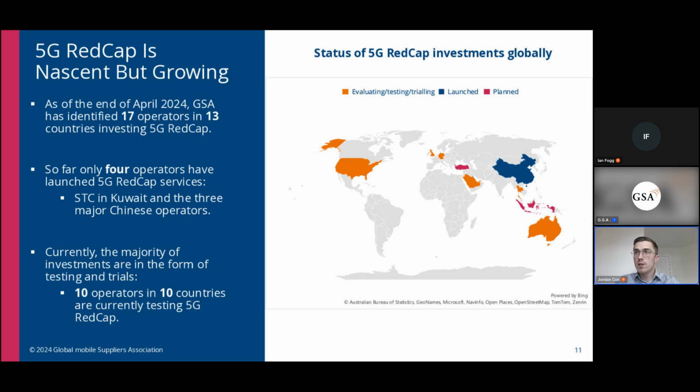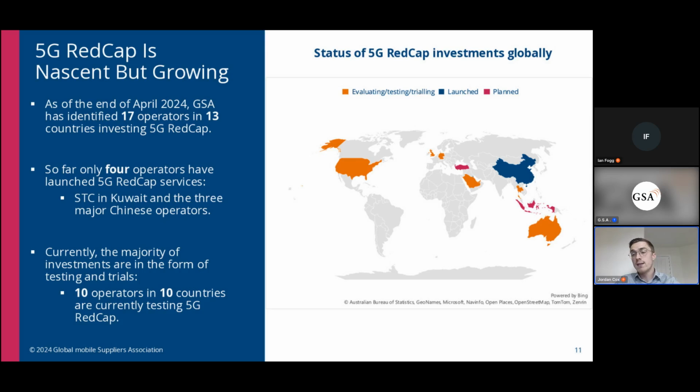Now looking more closely at 5G RedCap itself. As of the end of April 2024, the GSA has identified 17 operators in 13 countries that are currently investing in RedCap technology, indicating that RedCap is still very much in its nascent stage. When we look even closer at the status of these investments, it further underscores that 5G RedCap is still at an early stage of its development.